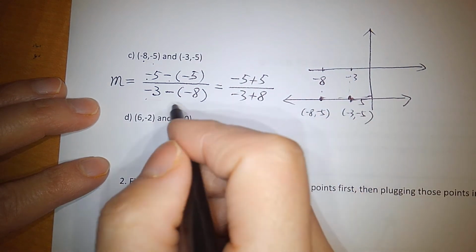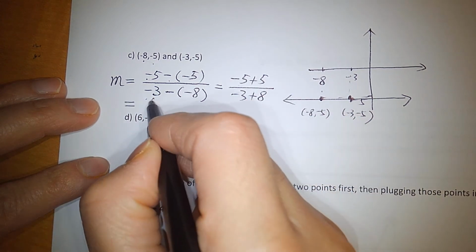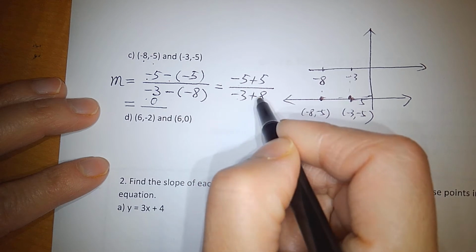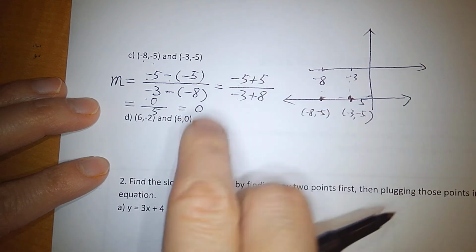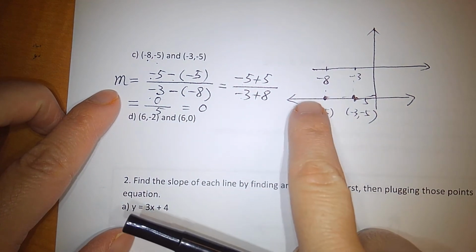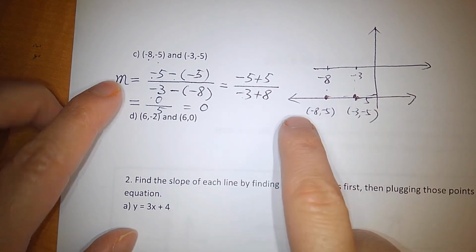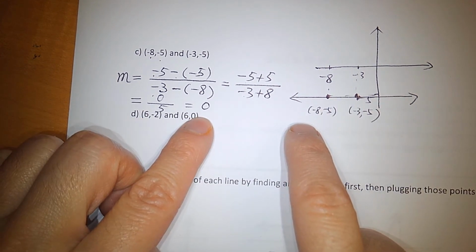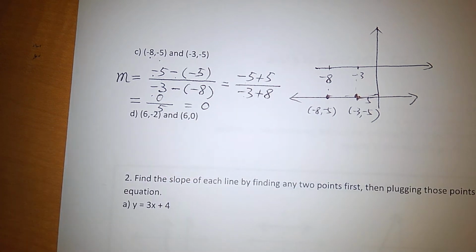So this gives us what? Negative 5 plus 5 is 0. 0 divided by negative 3 plus 8, which is 5. 0 divided by 5 is 0. Oh, yes, because we have a horizontal line, right? The slope of the line indeed equals 0. So what is the sign? 0. Okay, it's not positive, not negative, it's 0, right?